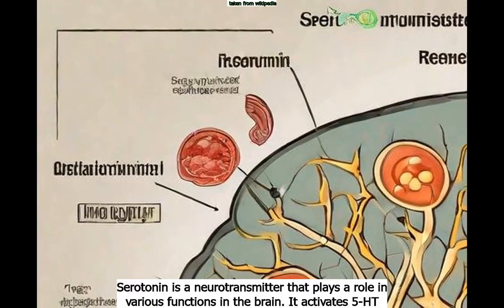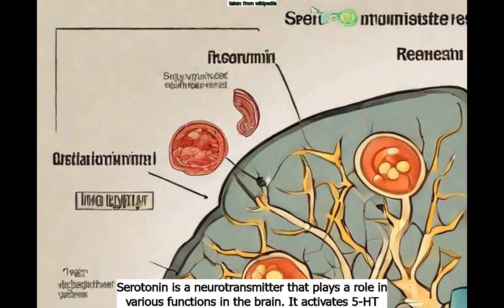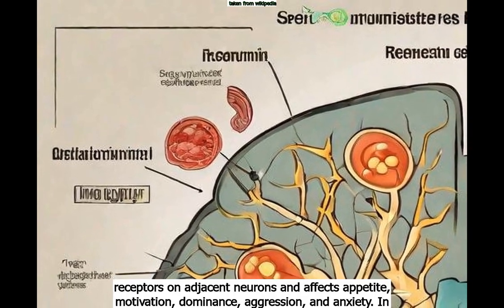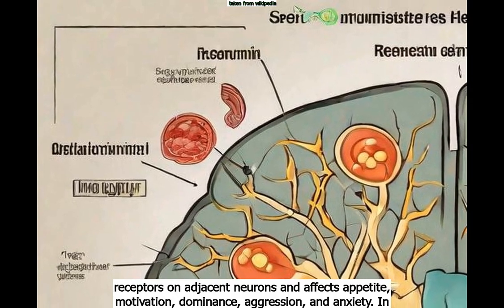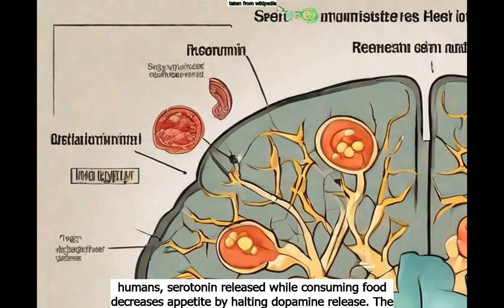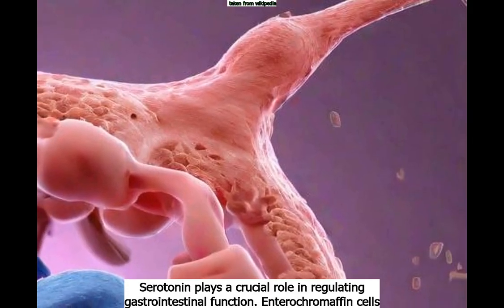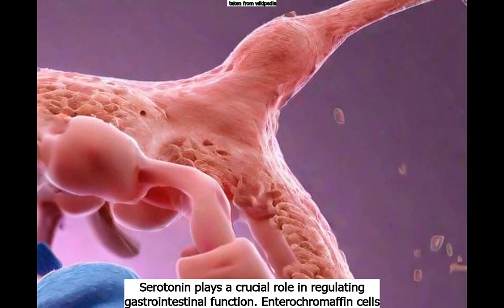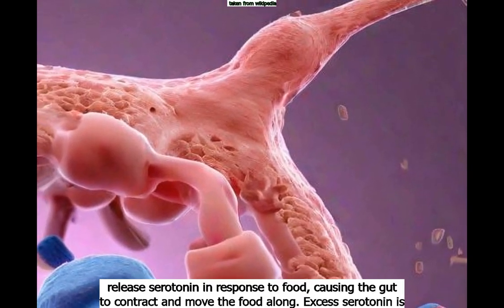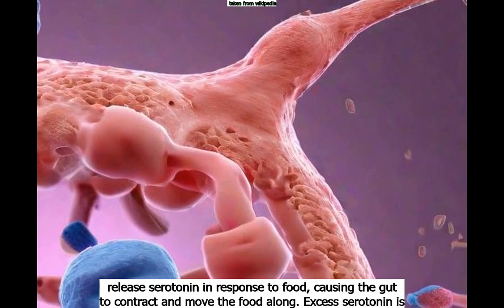Serotonin is a neurotransmitter that has important functions in the brain. It activates 5-HT receptors on nearby neurons and impacts various aspects such as appetite, motivation, dominance, aggression and anxiety. Serotonin plays a vital role in regulating gastrointestinal function. Enterochromaffin cells release serotonin when food is consumed, which stimulates the gut to contract and propel the food forward.